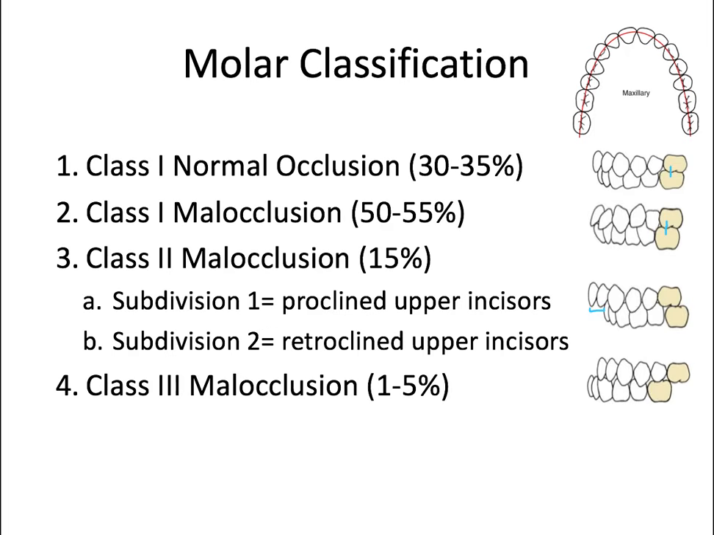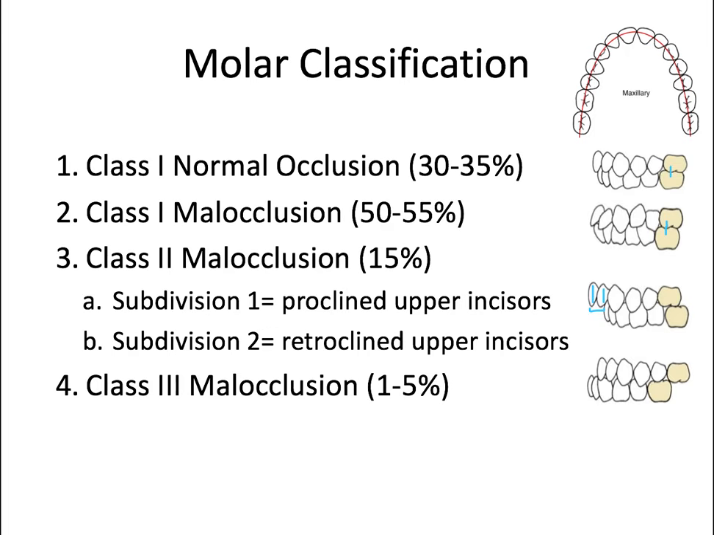Subdivision 2 is where the upper incisors are more upright, kind of more like they're pictured in this image. They're standing up a little bit straighter, they're retroclined, they're upright. So in this case, you may or may not have this excess overjet in the front, but you will have some element of excess overbite.